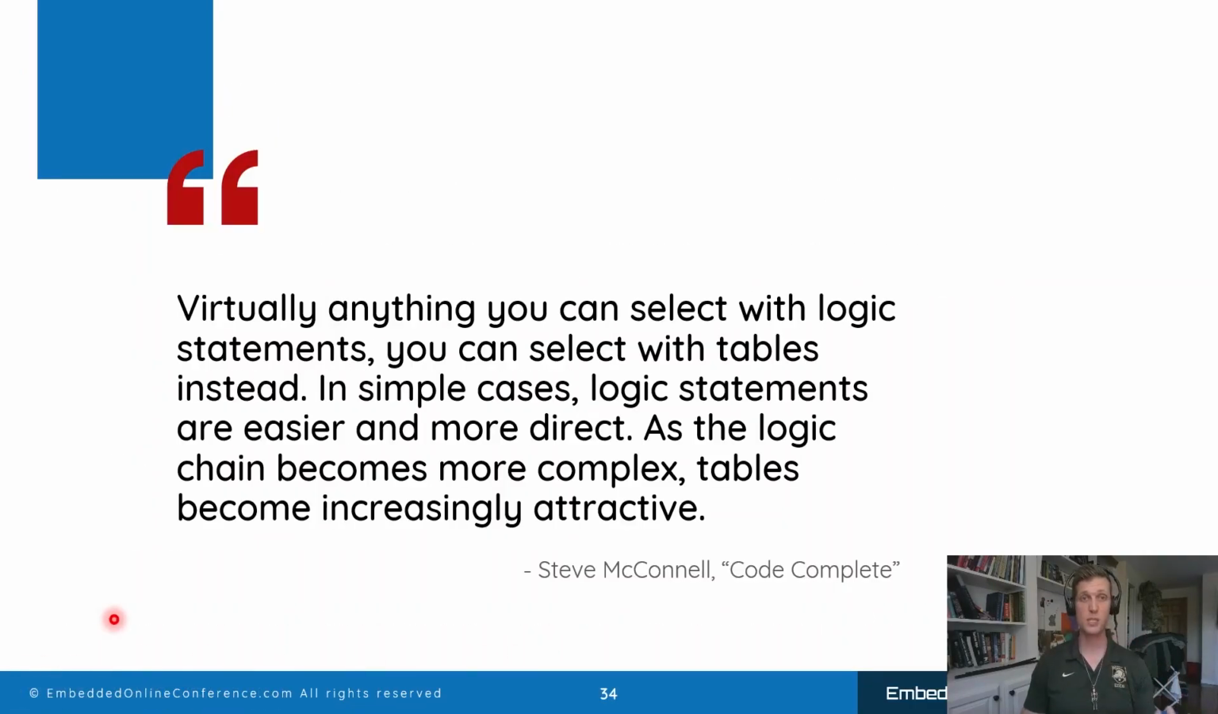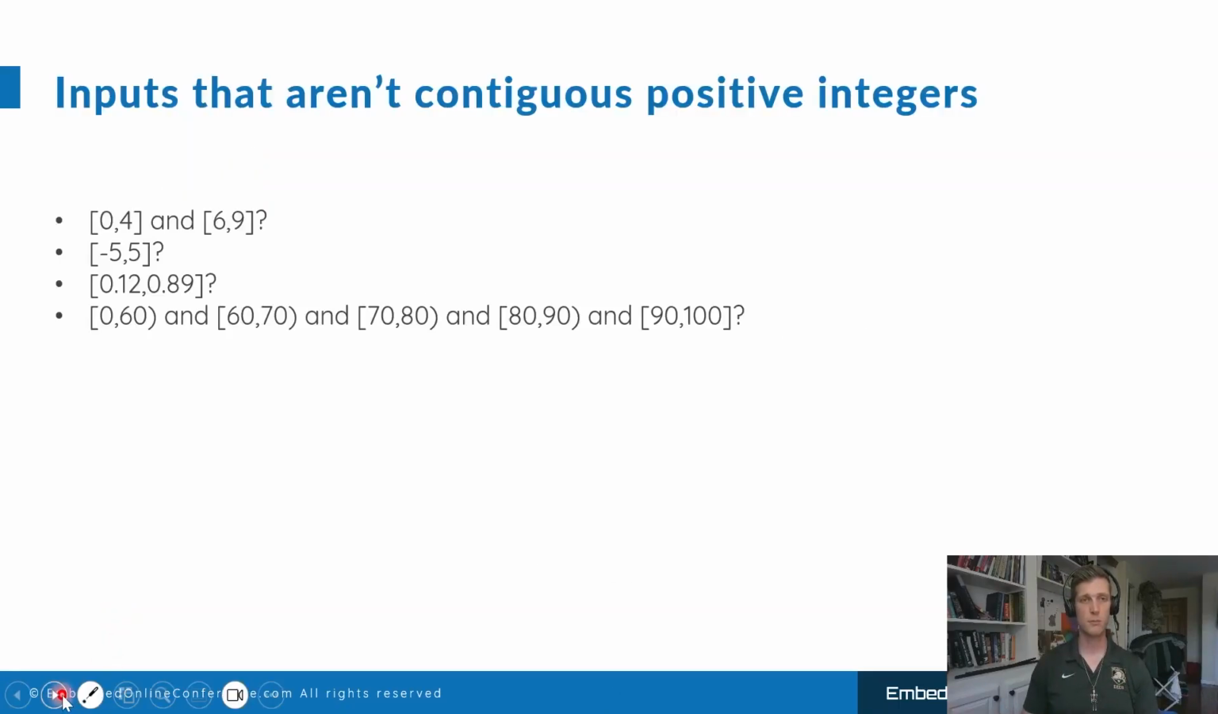This aspect of lookup tables is what Steve McConnell was describing when he said virtually anything you can select with logic statements, you can select with tables instead. In simple cases, logic statements are easier and more direct, but as the logic chain becomes more complex, tables become increasingly attractive. And we kind of saw a little example of that in the last couple of slides. I'll show you more as we move on.